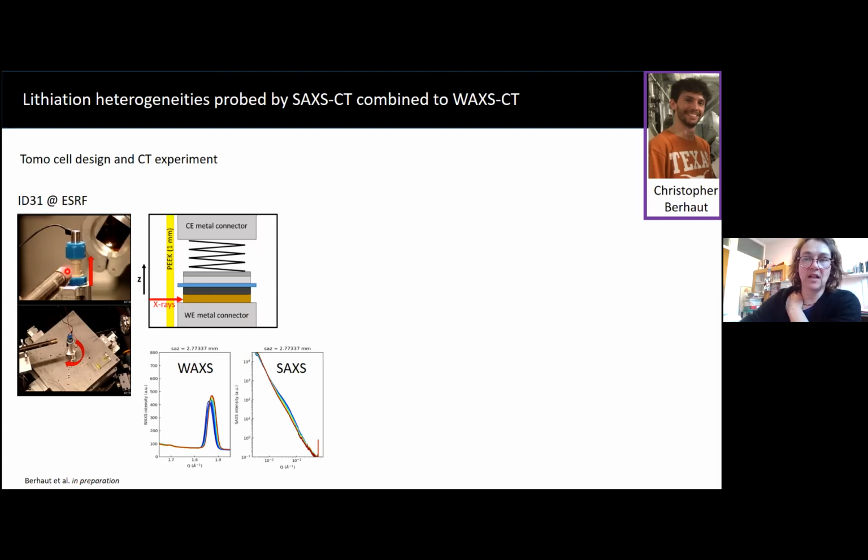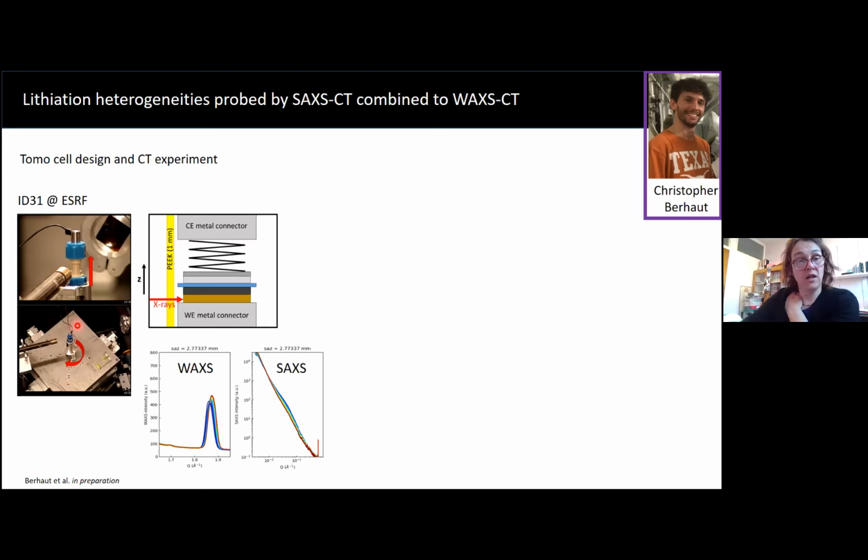And once you've selected the height you want to investigate, you rotate your cell and make what is called a tomography experiment. And on this beamline ID31, you can have the WAXS and the SAXS. You can use two detectors. So this is very interesting.